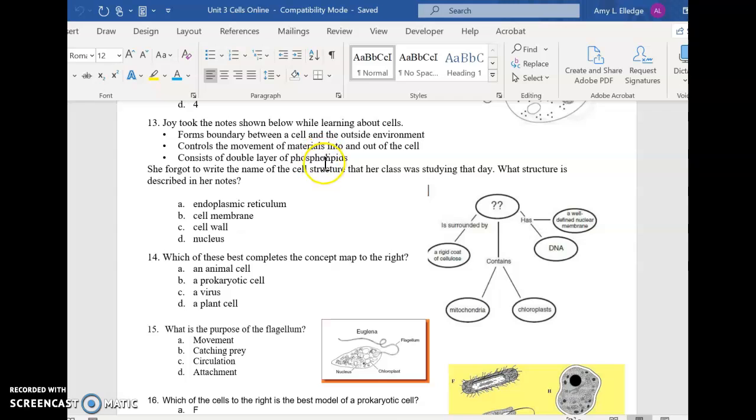Well, it's made out of phospholipids, and it's a barrier around the cell. You should have selected the cell membrane, because cell walls are rigid and protect. They're not made out of those phospholipids. Lipids kind of move and flow.